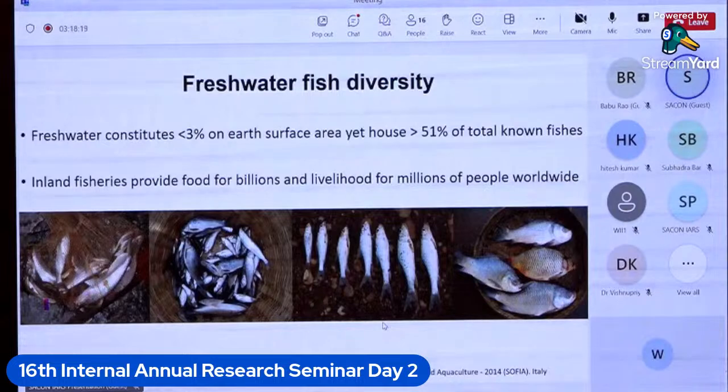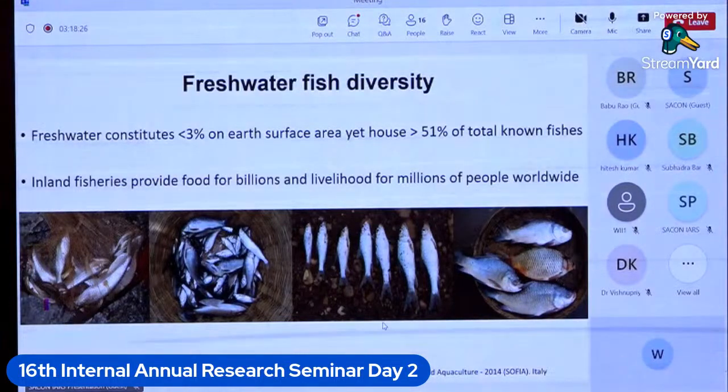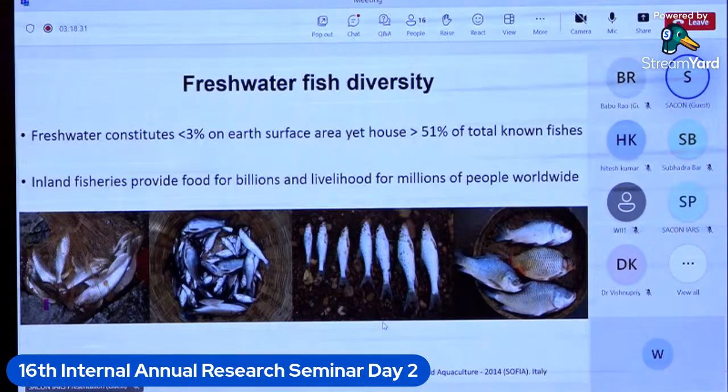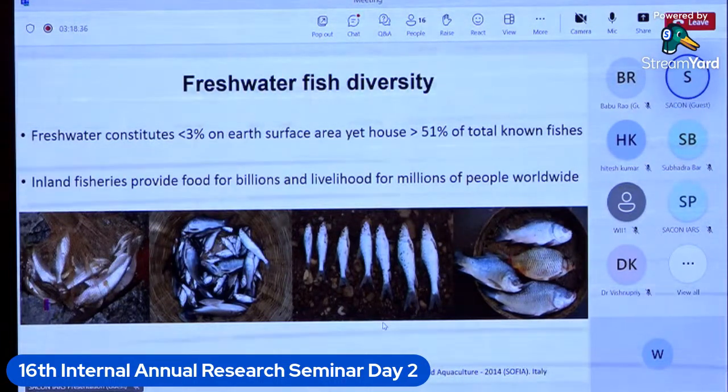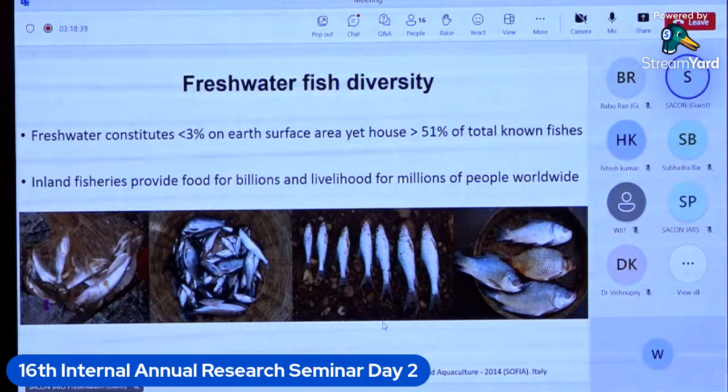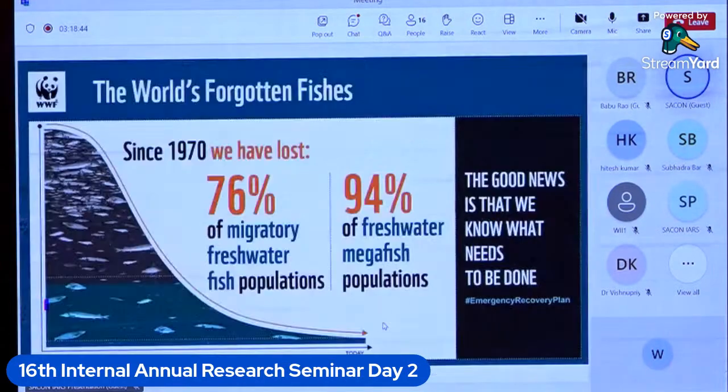As you all know, freshwater constitutes a really tiny fraction of the surface of Earth, but holds more than 51% of known fishes, and nearly 10% of all vertebrates are freshwater fish. Besides the diversity of fish, they also help in sustaining the livelihoods of millions of people, especially in the tropical countries. The World's Forgotten Fishes is a report published in 2020 where we show that there is a strong decline of 76% in migratory fishes.